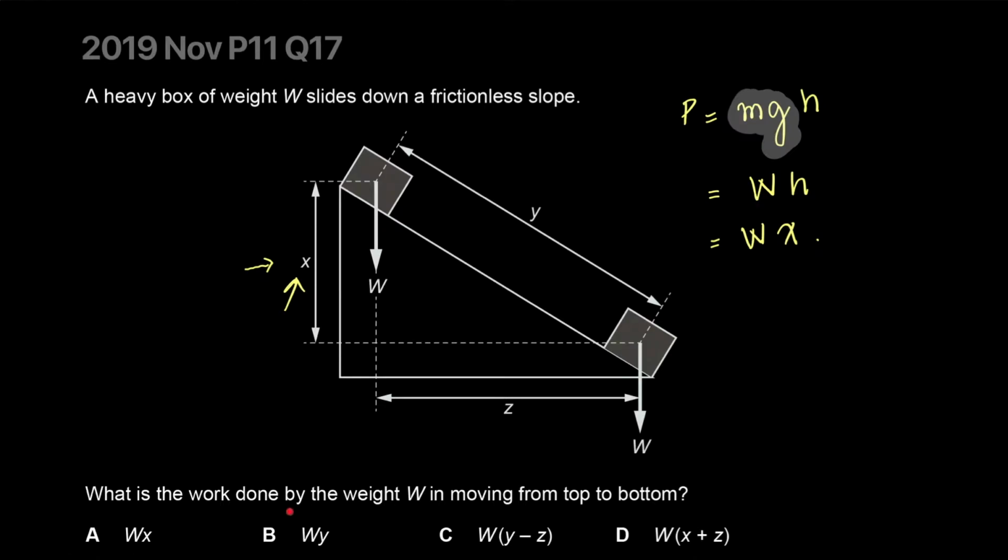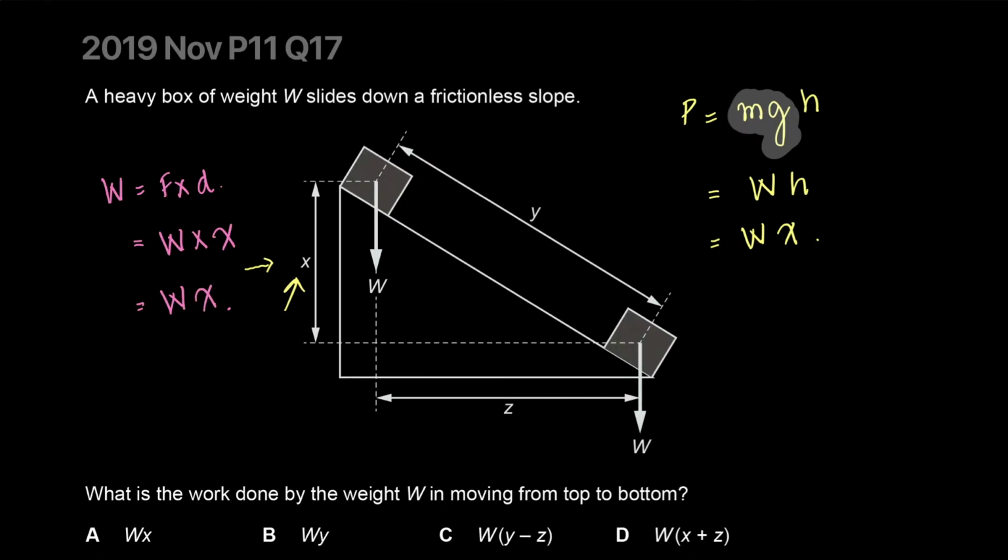So what is the work done by the weight moving the box? It's W times X. And that makes absolute sense because work done is force times the distance the force pushes the thing, right? So the force is actually W and the distance traveled in the direction of the force is actually X. So this also is giving you W times X.